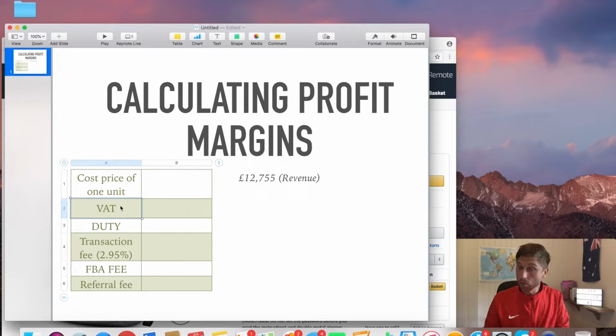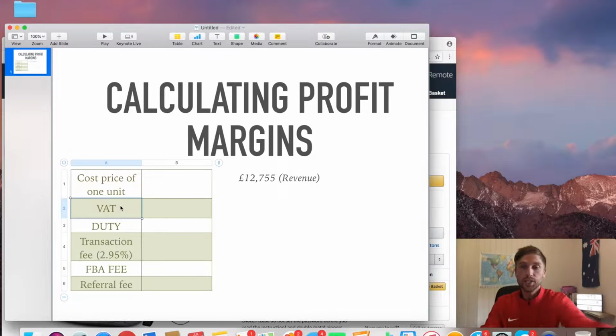VAT is usually about 20%. Sometimes it's slightly more, slightly less, depending on where you import from, but 20% will be paid on the cost of the units that you import. So that's another cost that you need to consider. Duty. Now, duty can range, you can actually have 0% duty on some particular categories and items, but generally speaking, it's between 0 and 10%.